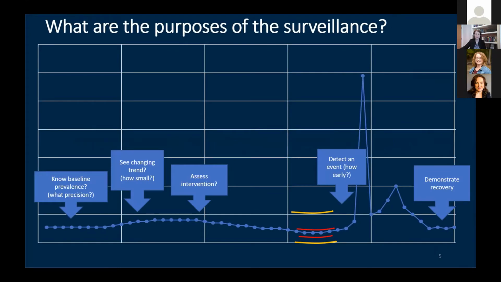Okay, this graph provides a little more detail about some of the common purposes of surveillance. It's definitely the most epi-nerd slide in the talk, so please bear with me while I walk us through it. So to orient you, the x-axis represents time. The y-axis could represent a count of cases of specific disease. So for example, a count of the number of positive EIA cases in the Canadian equine population.